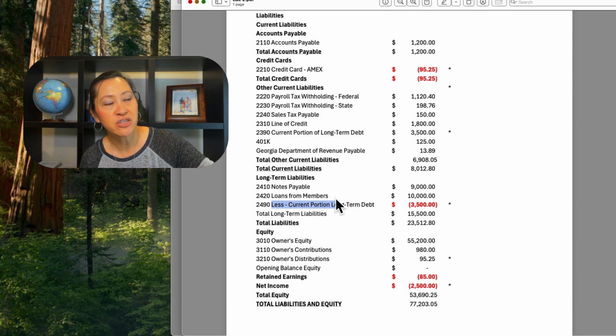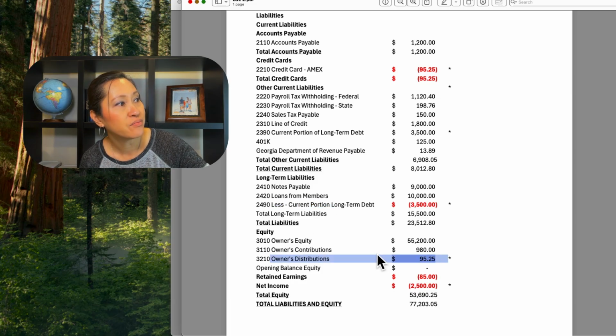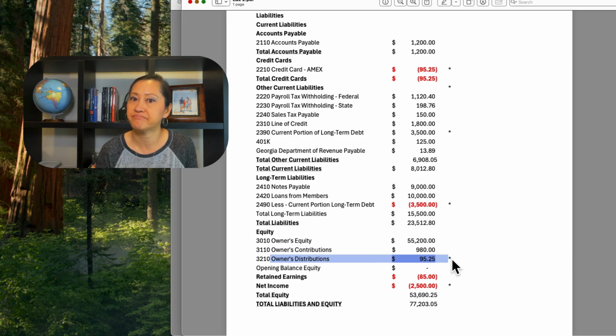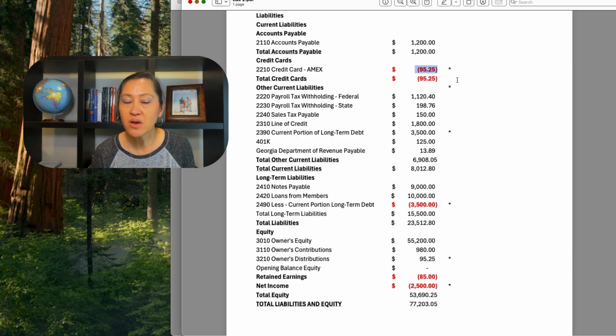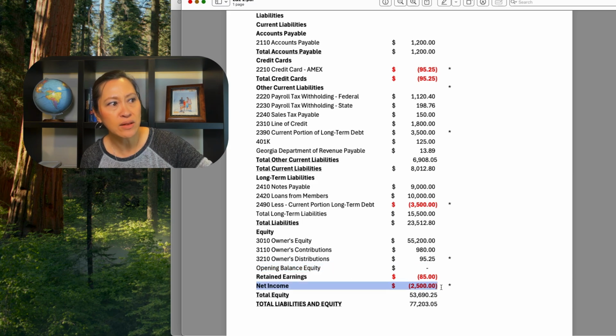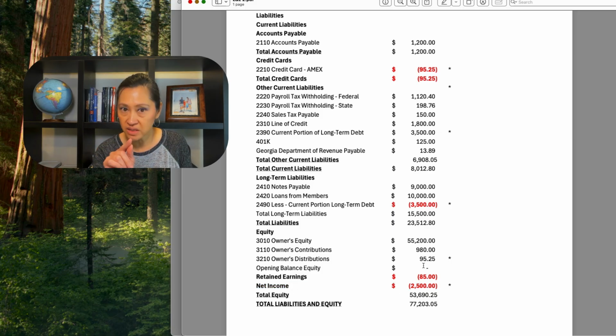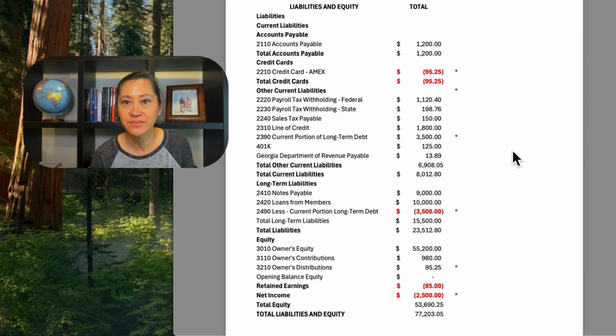Now owner's distributions jumps out. It should be negative. And here it is. It's a positive number. But since the amount matches the credit card, I double check whether something was posted to the wrong account. Everything else looks good. No opening balance equity, and net income can be negative if the business is at a loss, not a red flag unless the income statement tells a different story. Bottom line, investigate that credit card and owner's distribution. The rest, good to go.